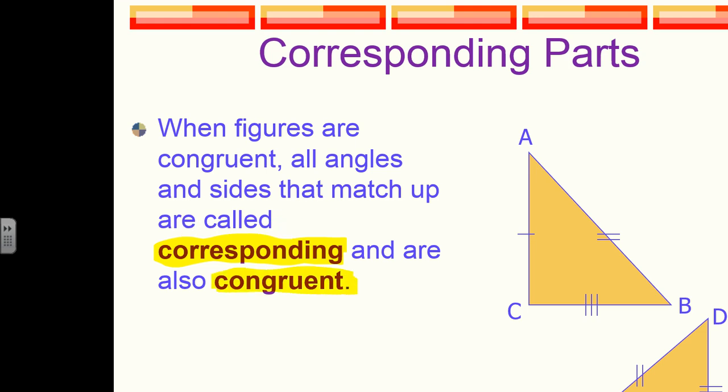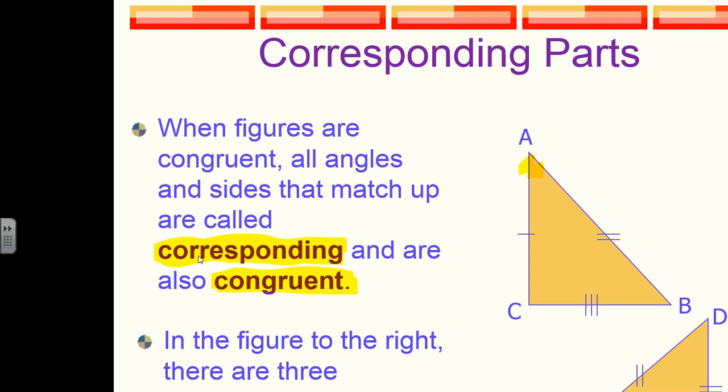You do not want to use the word equal. Okay, they're equal in measure, but you don't want to use the word equal because we're not talking about angle A being the same angle as angle E. We're saying that they are the same size. So you want to say that they are congruent in this particular case.